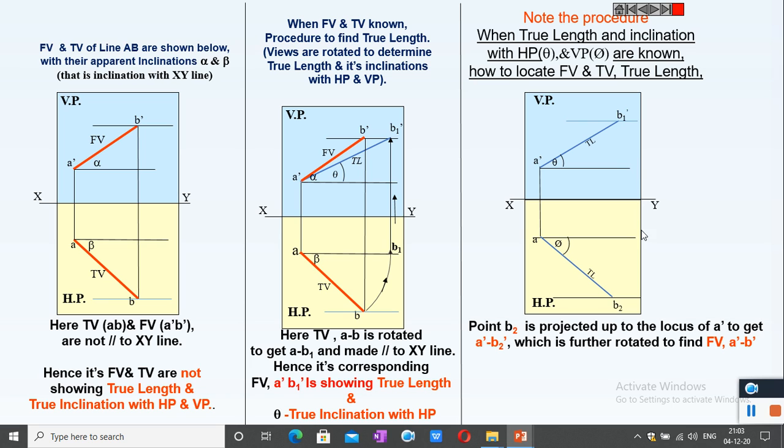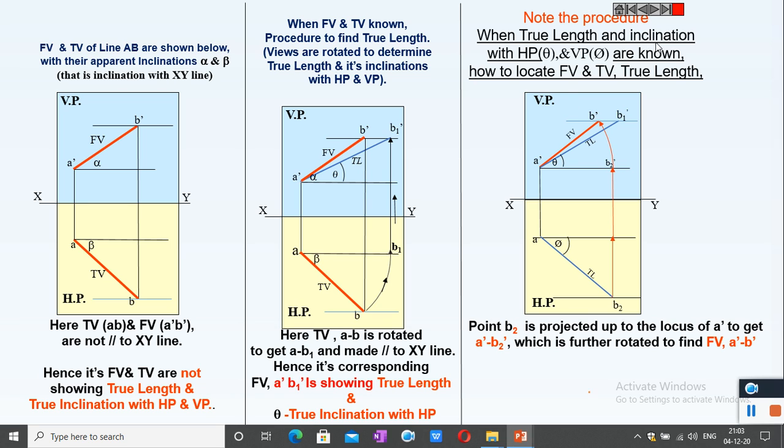For that, the method is to project B2 from here to here, that is to the locus of A dash. From there, with A dash as center and A dash B2 dash as radius, draw an arc to cut the locus of B1 dash. Join these points A dash, B dash, which is the required front view of the line.